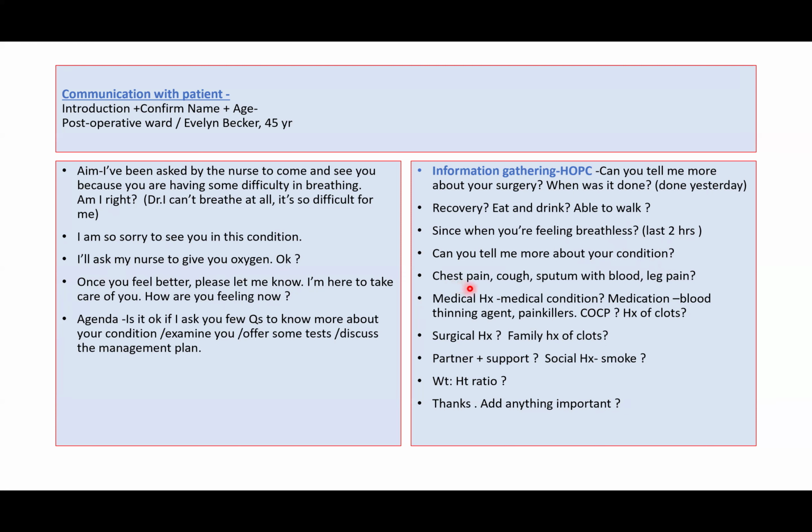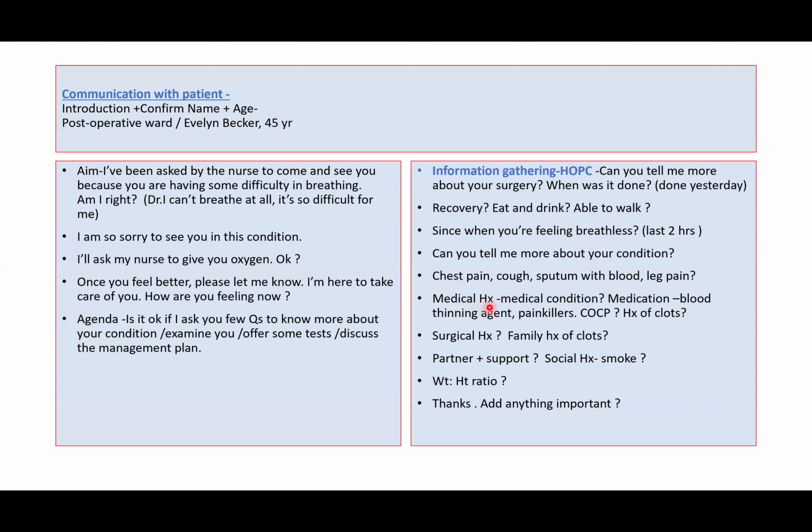So you're also having chest pain, and does it go to the other side? Any radiation? Do you have any cough, sputum with blood, any leg pain? And may I know since when are you feeling breathlessness? And can you tell me more about your surgery? When was it done? And how was your recovery? Are you able to eat and drink, able to walk? So she's not even walking properly, just having sips of water. So all contribute three factors for her pulmonary embolism.